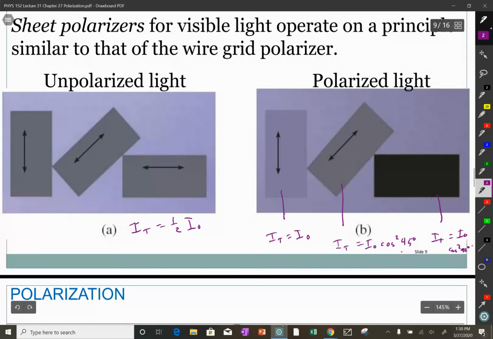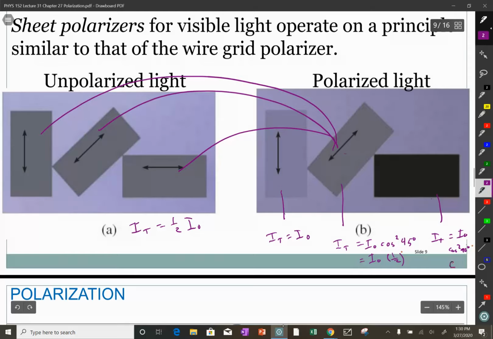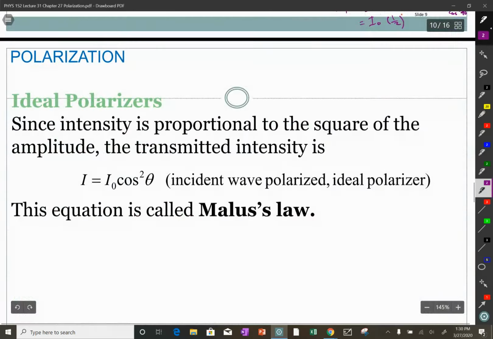This one here, cosine squared of 45 should be 1/2. So this one here should be the same darkness as that, or this, or this. And this one here, cosine of 90 degrees is 0. And once again, this is one of my favorite demonstrations.